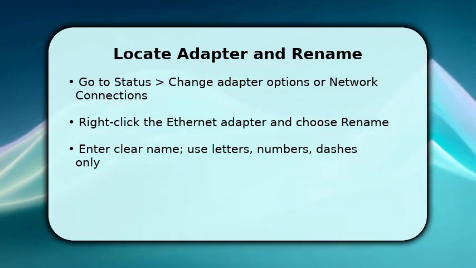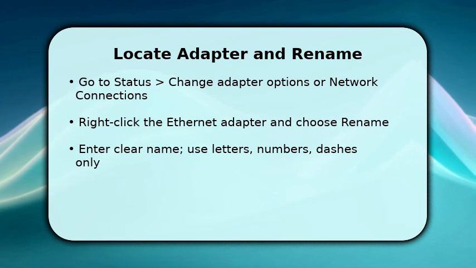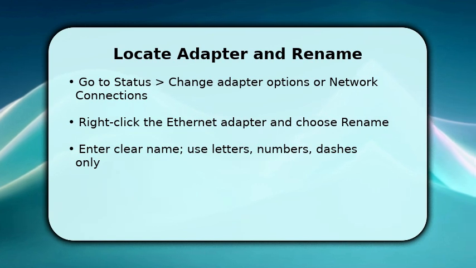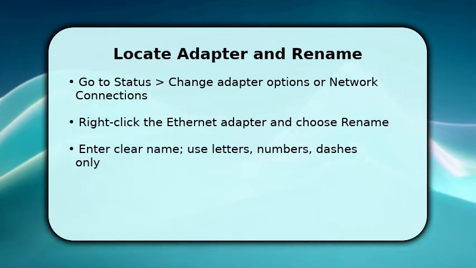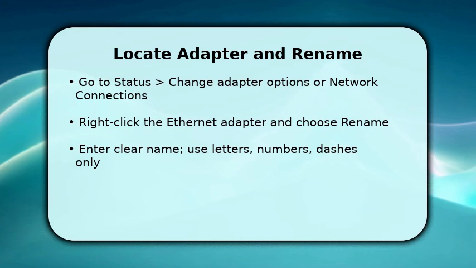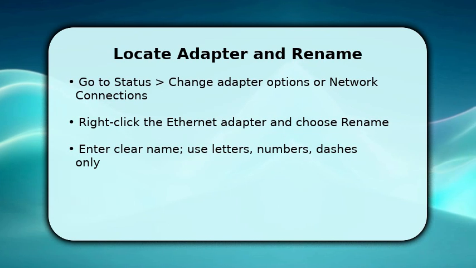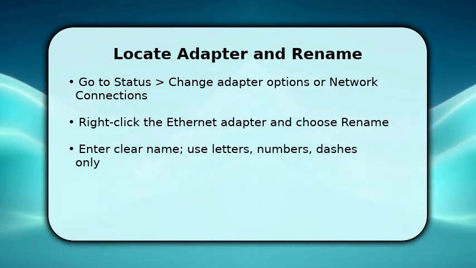Enter a descriptive name, something concise that indicates location or purpose, for example, Office Ethernet or Lab PC. This helps with future troubleshooting and scripts that reference the adapter. After renaming, press Enter and then run ipconfig /all or refresh the adapter list to confirm the new name appears everywhere.